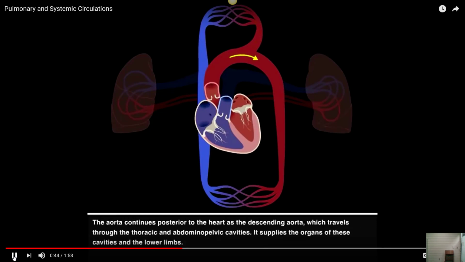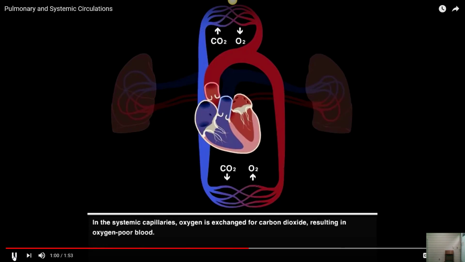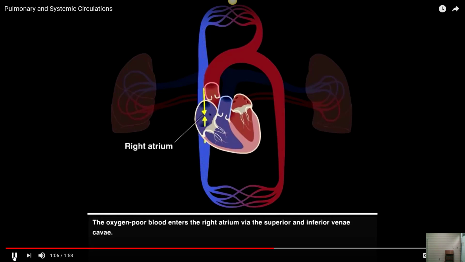The aorta continues posterior to the heart as the descending aorta, which travels through the thoracic and abdominopelvic cavities. It supplies the organs of these cavities and the lower limbs. In the systemic capillaries, oxygen is exchanged for carbon dioxide, resulting in oxygen-poor blood. The oxygen-poor blood enters the right atrium via the superior and inferior venae cavae.